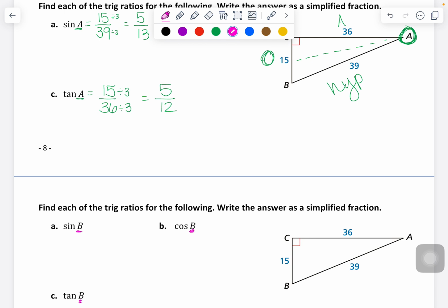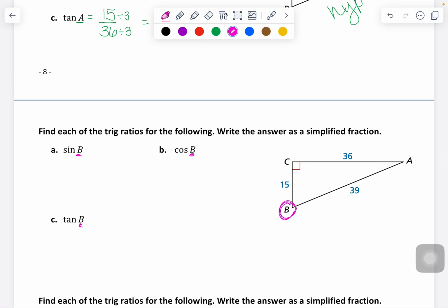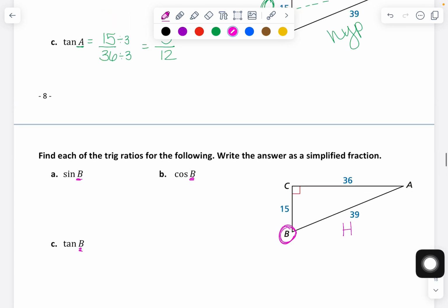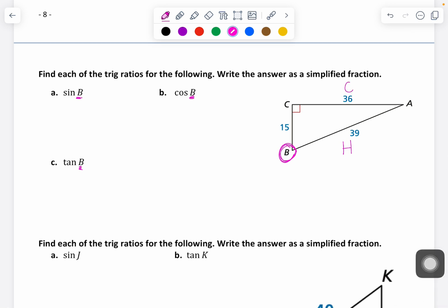In this problem, we are doing sine, cosine, and tangent of B, which means our angle that we're focusing in on is this one this time. The hypotenuse is still this, but my opposite, on the opposite side of angle B, is this one, and the adjacent is this one. Now I'm going to write SOHCAHTOA on top so that we have that. And now, I can start writing my ratios.